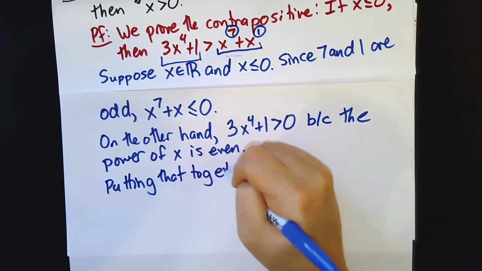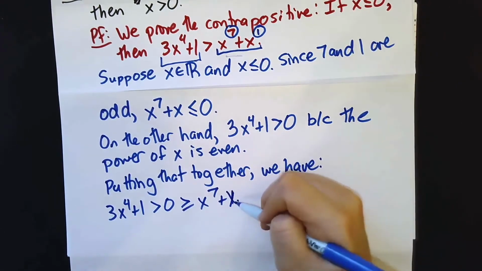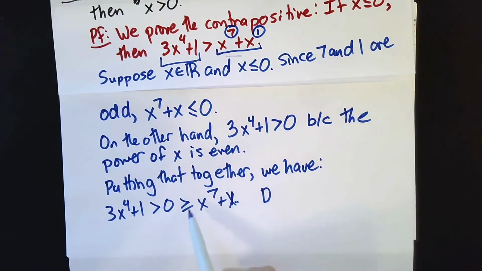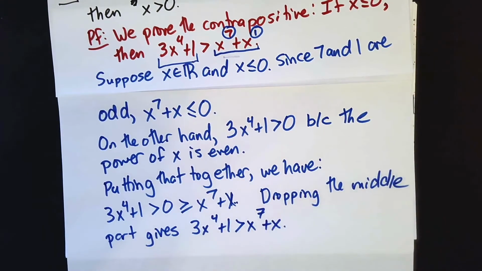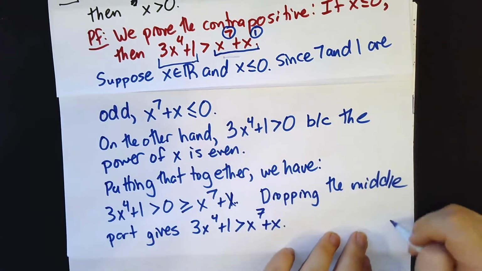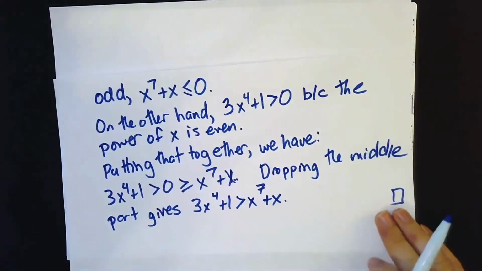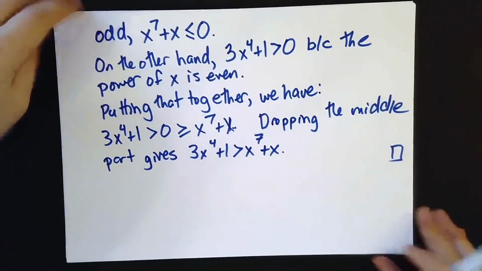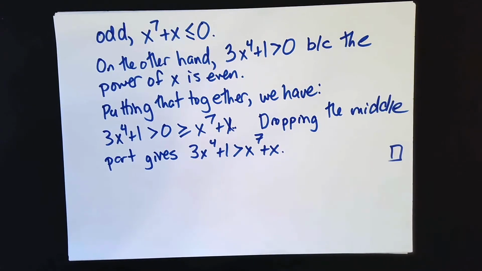So putting that together, we have 3x to the 4th plus 1 is greater than 0, is greater than or equal to x to the 7th plus x. But then all we have to do is drop this middle part, and then we get the desired result. And, well, that's the thing we wanted to prove, so we're done. A lot of the times, there is realistically no way to prove a statement without switching it to the contrapositive and proving that. So it should be very high on your list of things to try. If you have a proof and you're struggling with it, you should definitely try writing down the contrapositive and see if maybe that's easier.